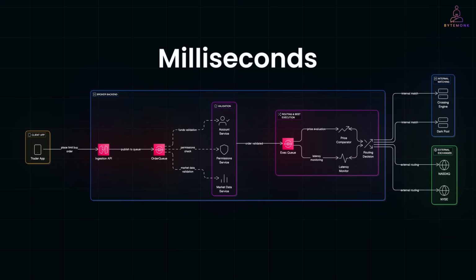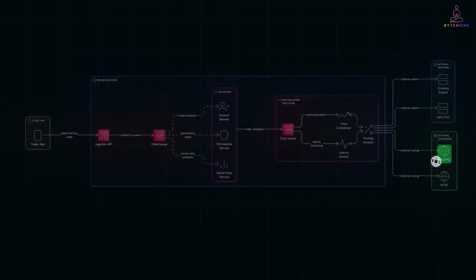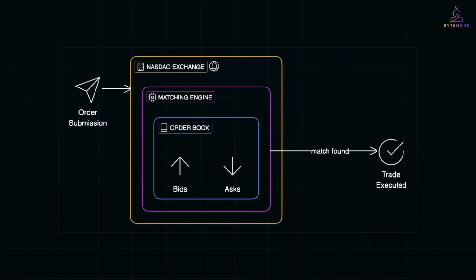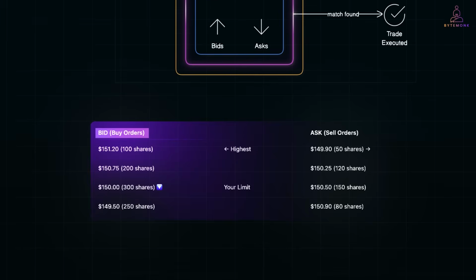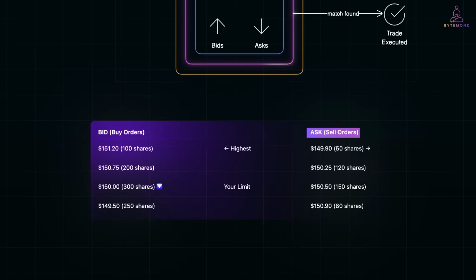Let's say your order gets routed to the Nasdaq exchange. The exchange takes in your request and sends it to what is called a matching engine, the brain of the stock exchange. The matching engine is where all the action happens. It's a high-performance system that maintains something called the order book, a live list of all the buy and sell orders for every stock. On one side of the book, you have bids, people looking to buy, sorted from highest to lowest price. On the other side, you have asks. People looking to sell, sorted from lowest to highest.